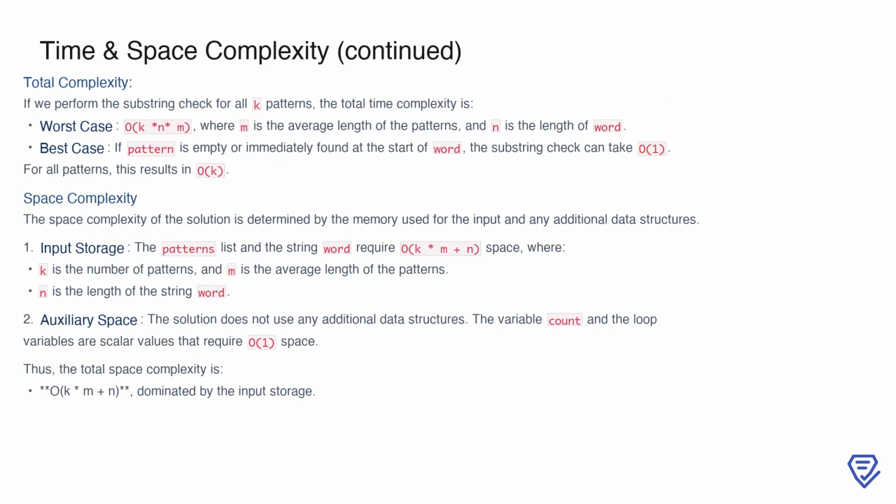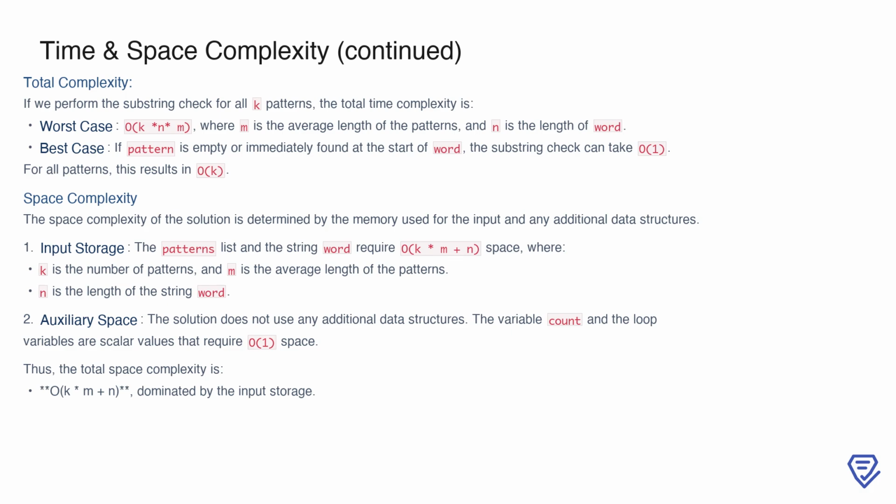Now, considering the total time complexity, if we perform the substring check for all k patterns, the overall worst-case complexity becomes O(k*n*m), where m is the average length of the patterns and n is the length of word. On the other hand, in the best-case scenario, if a pattern is either empty or found immediately at the start of word, the substring check can be completed in O(1). Performing this for all k patterns would result in a total time complexity of O(k).